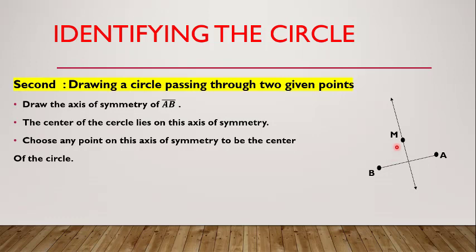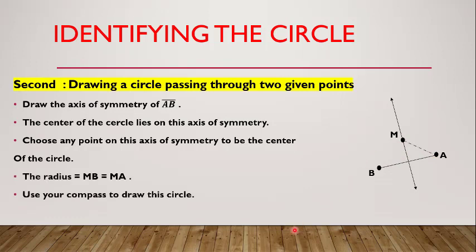Then to draw a circle, I need the radius. Okay, so I want the circle to pass through A and B. So I'll open my compass from M to B or from M to A. They are equal. And then I'll draw this circle. For example, I'll open my compass as MA, the length of MA, then I'll draw a circle.